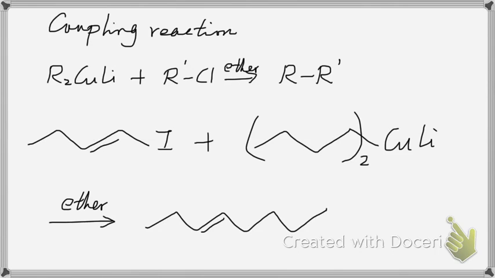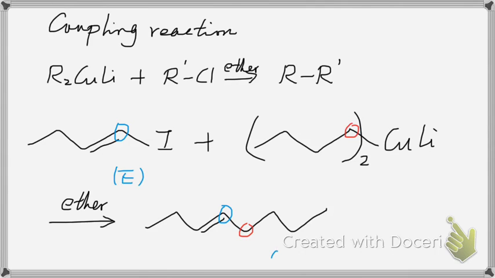I want you to make a note here. The carbon that iodide is attached to in the product, it's right here, circled by the blue. And the carbon in the copper reagent, circled by red, in the product, it's the carbon linked to the previous carbon. All right, so the carbanion is linked to the carbon that is attached to the halide.